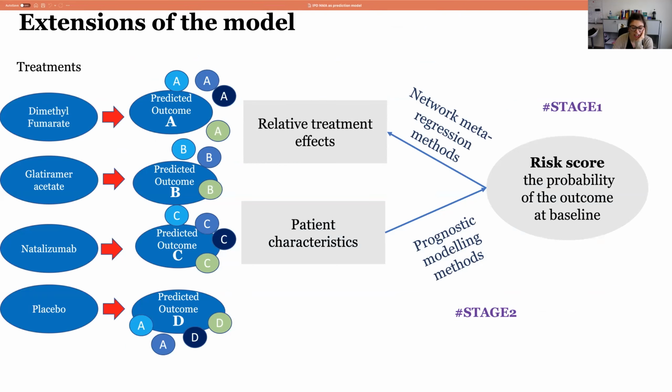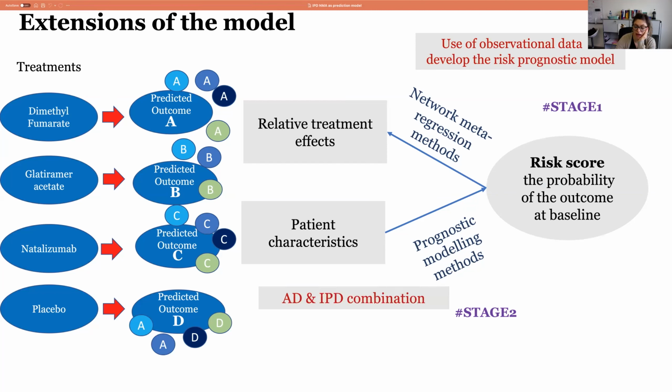And we are now working on extending this model, this two-stage prediction model, on two levels. One is to use observational data to develop the risk prognostic model in stage 1, rather than using the same data from the RCTs that we will analyze in the network meta-analysis model. And then we try to explore how to use aggregated level data in combination with individual patient data, and whether that's possible and desirable.